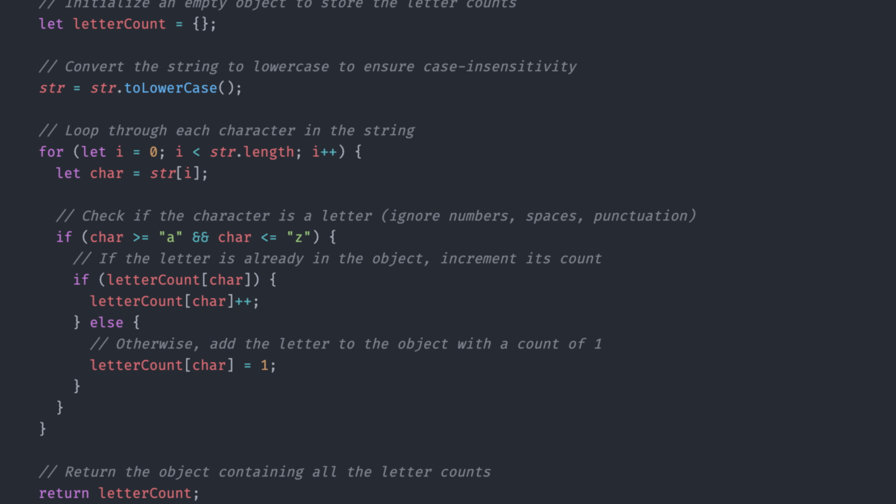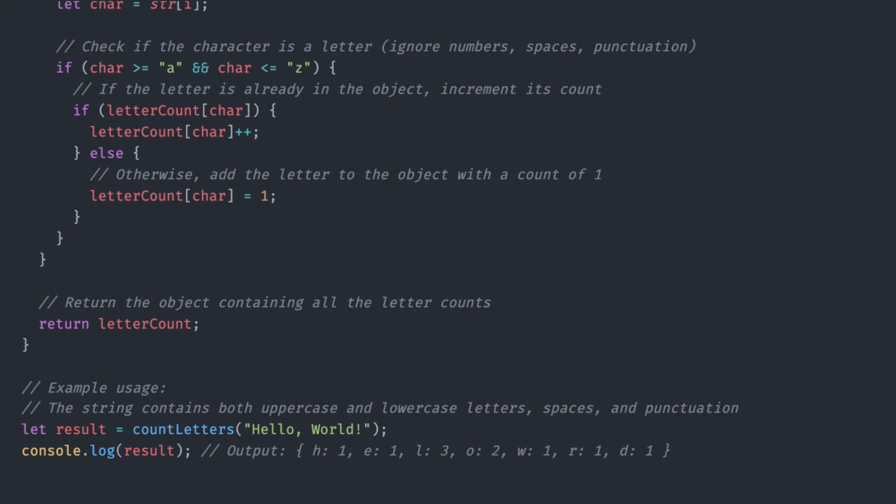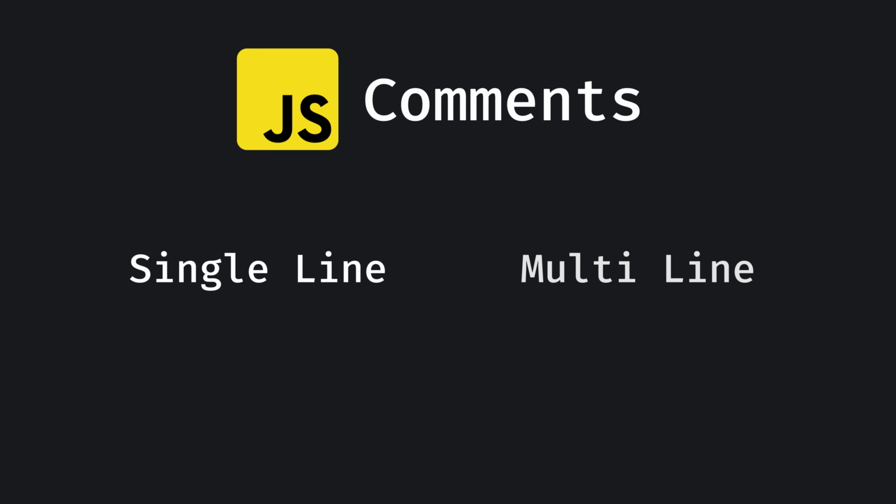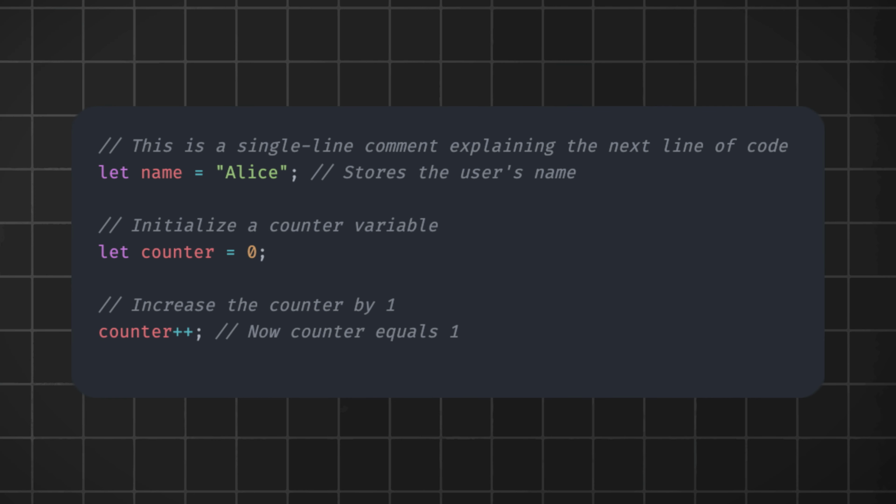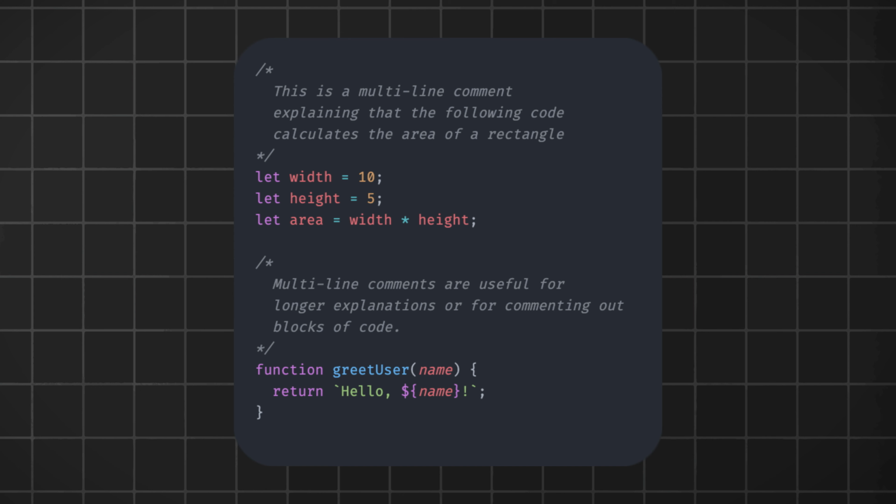They give us a quick reminder or summary of what the code is doing, especially if we're looking at it with fresh eyes. There are two main types of comments: single-line comments and multi-line comments. To create a single-line comment, we use two forward slashes. Everything after those slashes on the same line is ignored by the compiler. For larger blocks of comments, we use multi-line comments, which start with a forward slash and asterisk, and end with an asterisk and forward slash.